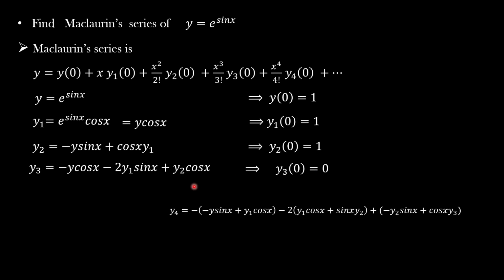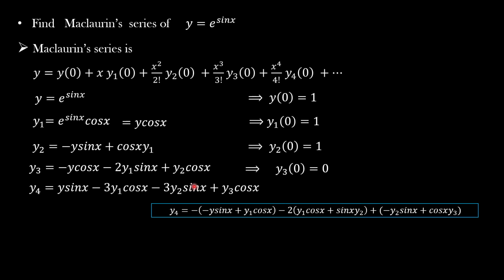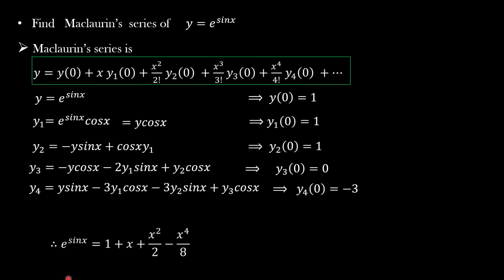Similarly, y4 is equal to y into sin x minus 3 times y1 into cos x minus 3 times y2 into sin x plus y3 into cos x, which implies y4 of 0 is equal to minus 3. Therefore, e power sin x is equal to 1 plus x square by 2 minus x to the power 4 by 8 and so on.